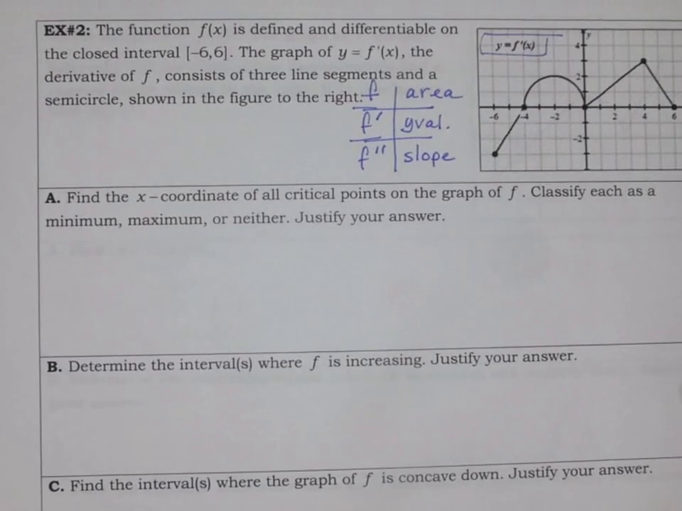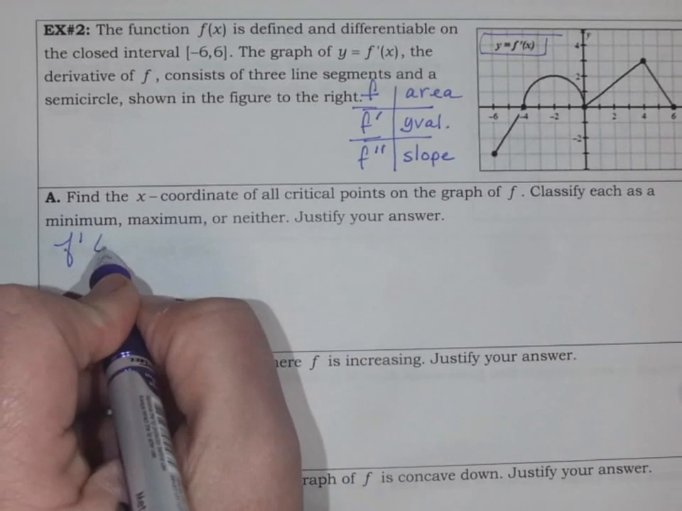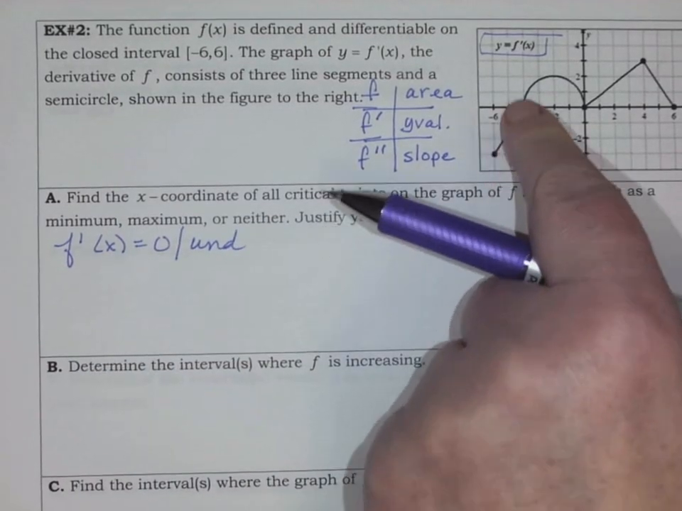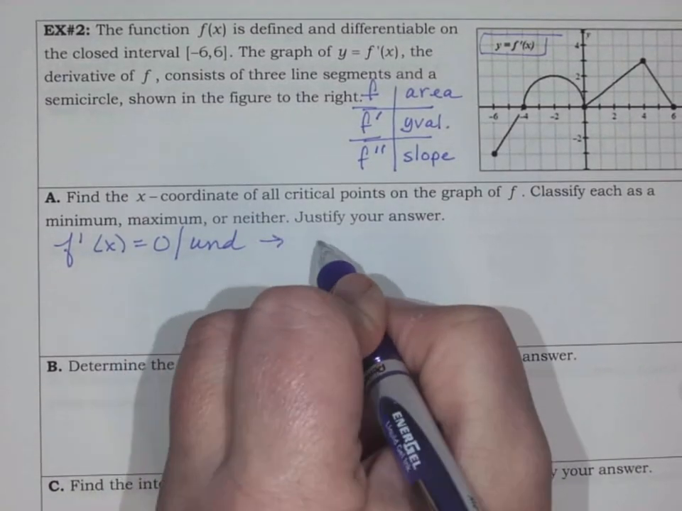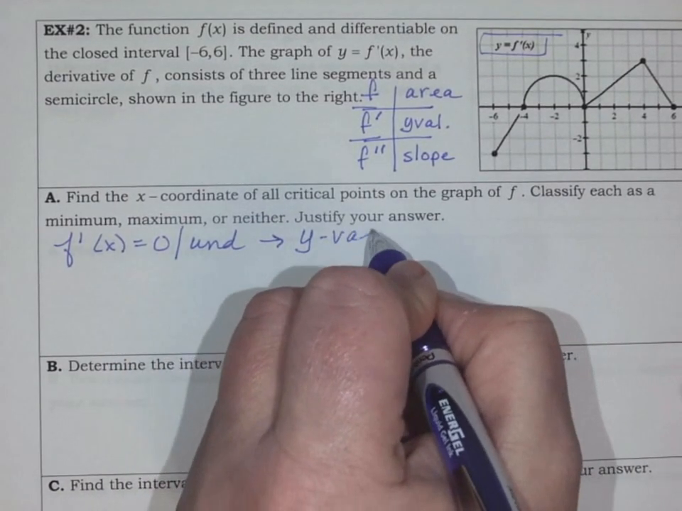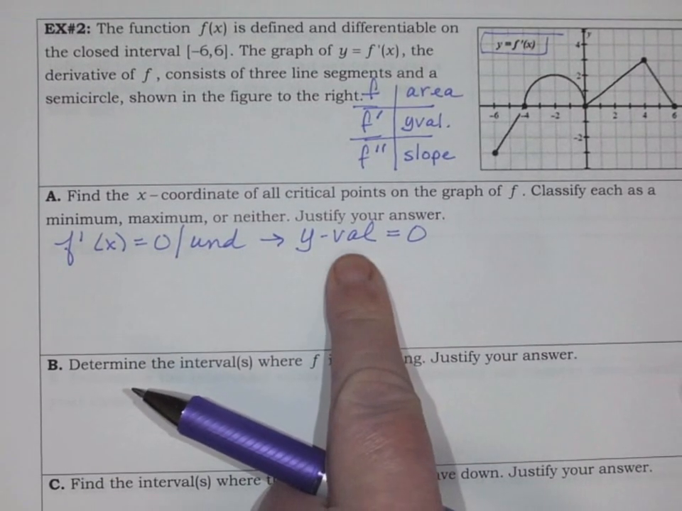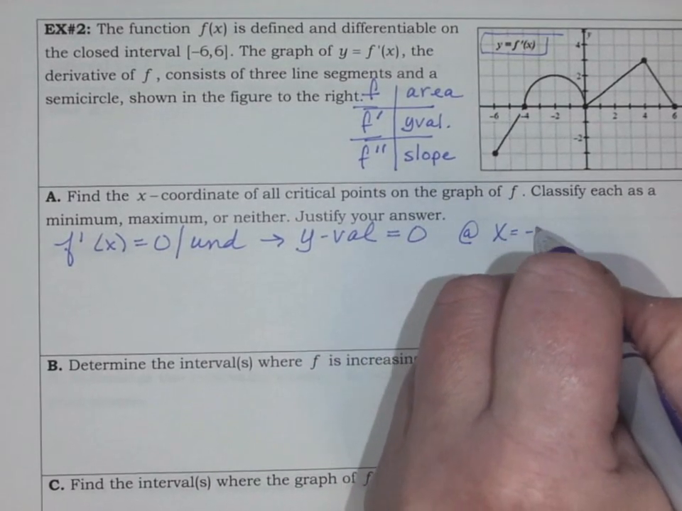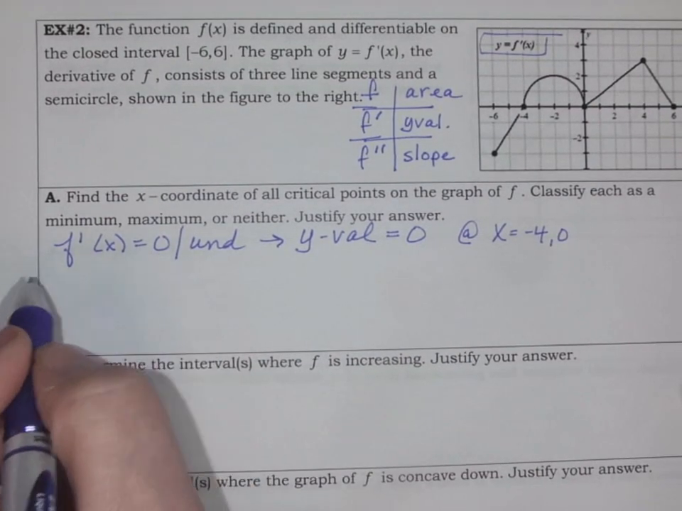So for part A, it says find the x-coordinate of all critical points on the graph of f and then classify. So critical points are when f prime of x is equal to 0 or undefined. Well, there's no place where it's undefined because it's continuous. So that means that we want the y values to be equal to 0, because f prime, remember, are the y values. So that happens at -4, 0, and then we don't include the endpoints.